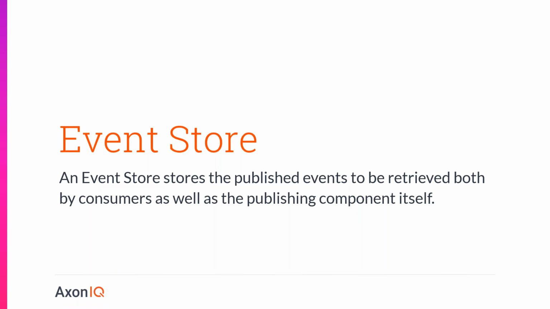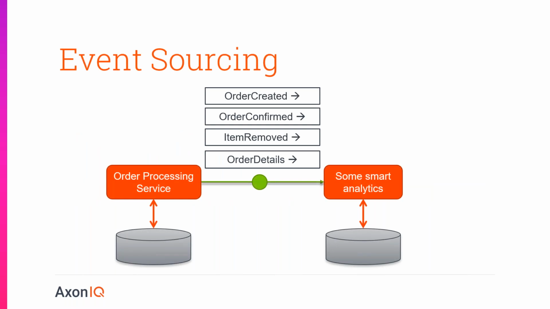And there's something really special about this event store that is different from a regular data store or database, if you will. And that's because the use cases of an event store are very specific to it, right? So let's have a look at how event sourcing works. So let's say we have some order processing service, and it emits events, and some other component is using events, right?